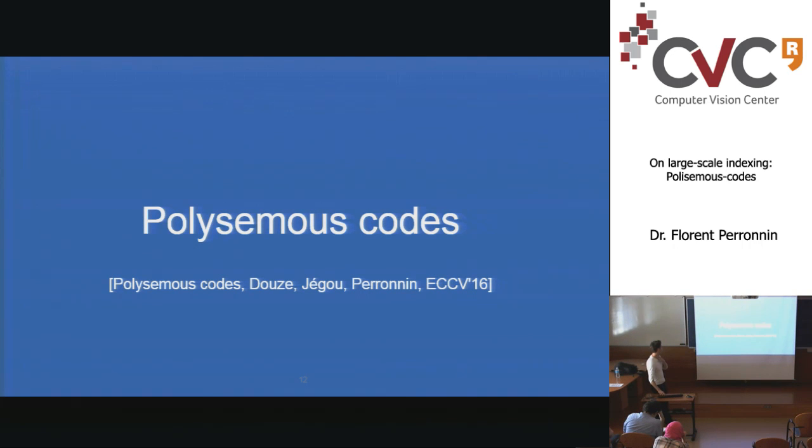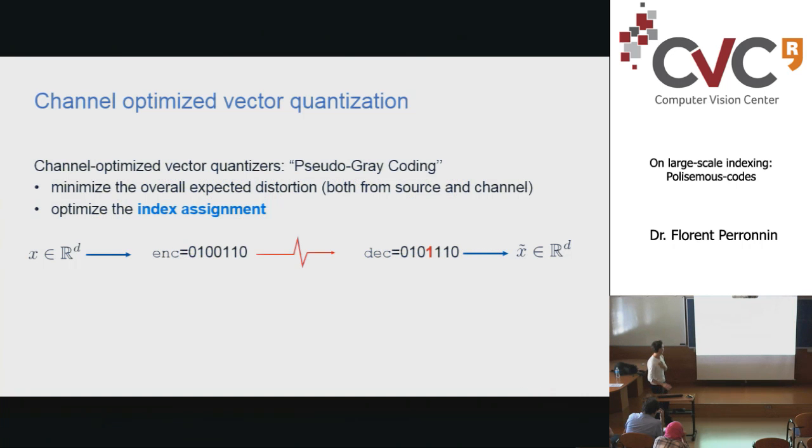And that's the work we will present in a couple of weeks at ICCV 2016, which is called Polysemous Codes, and this is a joint work with Matthijs Douze and Hervé Jégou, both at Facebook. So the idea of polysemous codes can be linked back to an old idea in coding. Let's assume you have a signal X, which can be a vector, which you want to send over a channel. There are two sources of distortion which are possible.